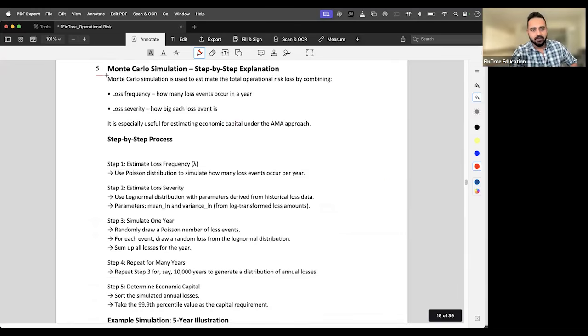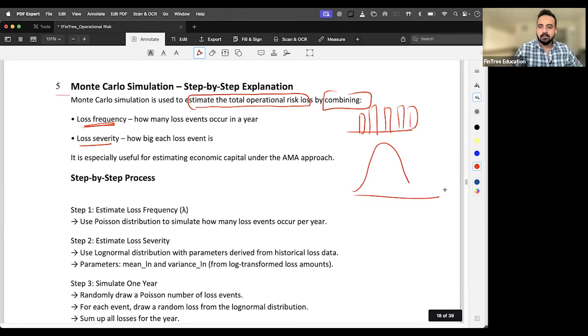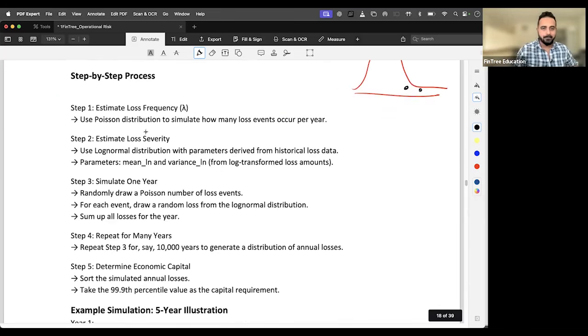Then the fifth subsection, which is on Monte Carlo. So Monte Carlo is used to estimate the total operational risk loss. Okay, and what are we going to combine? We'll need first the distribution, which is my Poisson distribution. Remember, a discrete distribution, right? That will tell me how many losses in a year. Loss severity, which is a log normal distribution, will tell me how big the loss. Now, what Monte Carlo will do is randomly pick up one value here and the corresponding values here, and give you the loss. Okay, so here's the process.